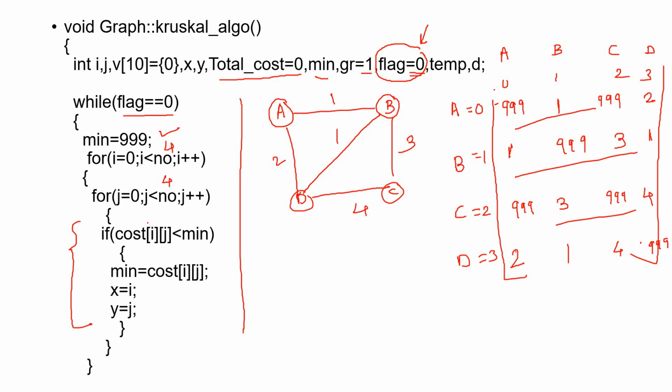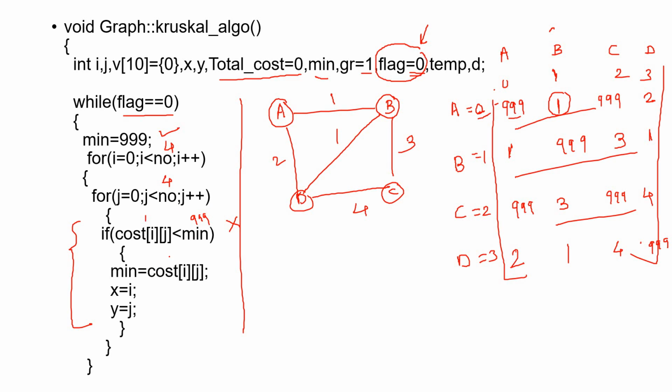So let's start with i equal to 0, j equal to 0. Is cost of 0,0 less than the minimum? Initially the minimum value is 999. So cost of 0,0 is 999. 999 is less than 999, this condition is false. So now j will be incremented by 1, j is 1. So cost of 0,1. Here you need to check in this matrix what is there in cost of 0,1. So the 0th row and first column, what is it? 1 is there. So 1 is less than the minimum value, which is 999. Is it less than?